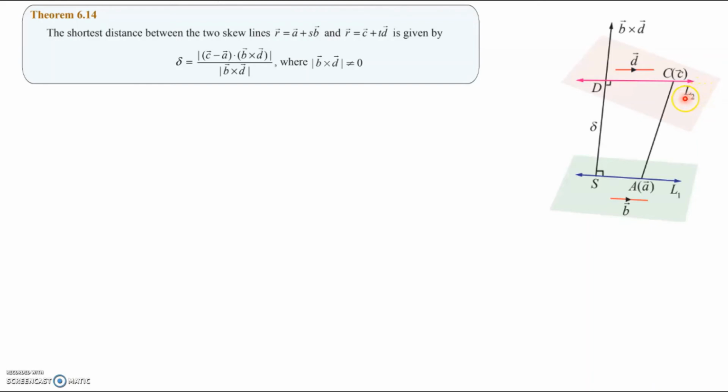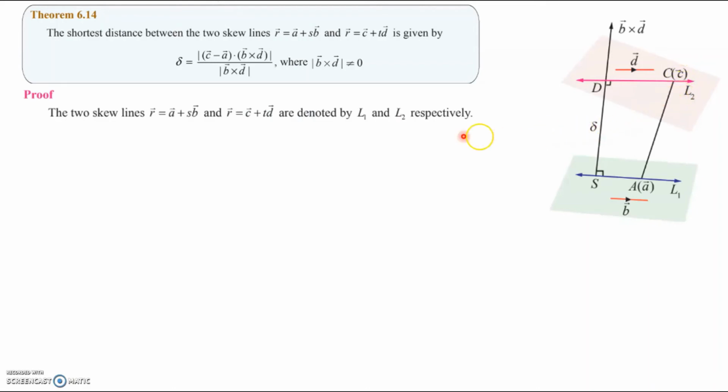Great. Next, let's assign two points A and C: A on L1 and C on L2. Let's define vector A as the position vector for the point A and C as the position vector for the point C. So L1 denotes line 1 and L2 denotes line 2, as I put it in words here. Similarly, A and C are the points on L1 and L2 with position vectors A and C respectively.